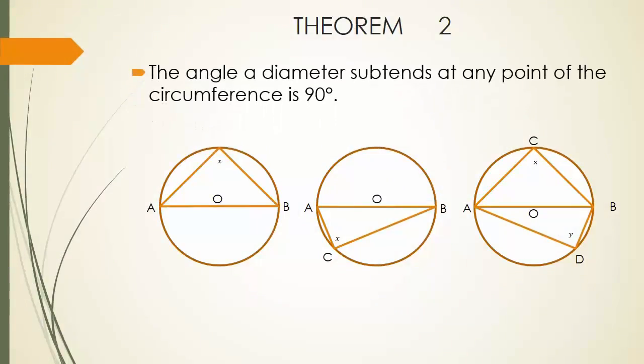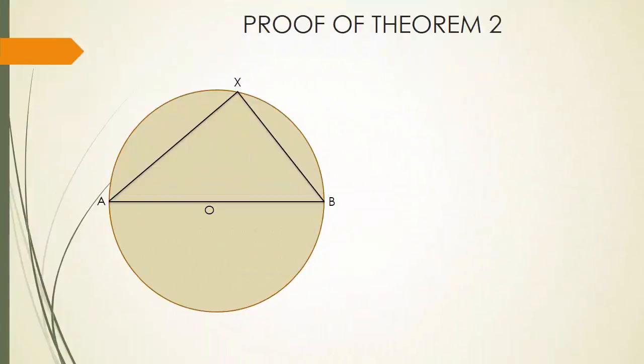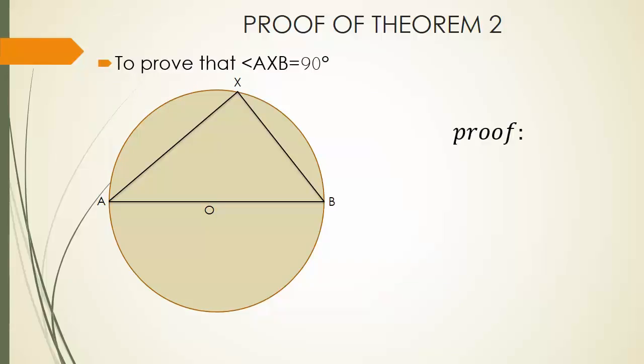Now theorem 2 says the angle a diameter subtends at any point of the circumference is 90 degrees. So this diagram shows also 3 various cases in which it can occur. Mathematically we say x is equal to y and they are all equal to 90 degrees. Now let's prove theorem 2 using this circle we have with the triangle in it, where AB is our diameter. We are to prove that angle AXB is equal to 90 degrees.